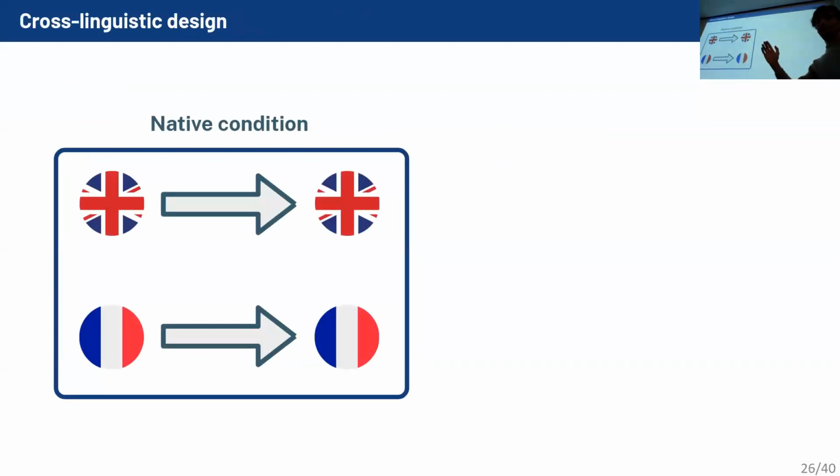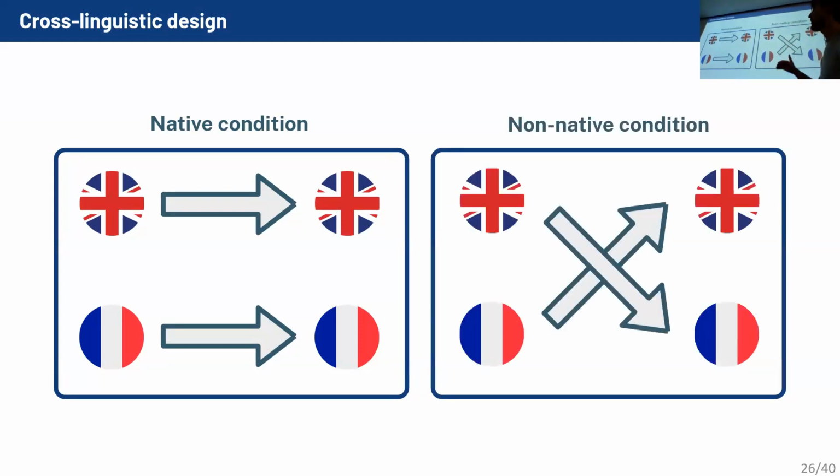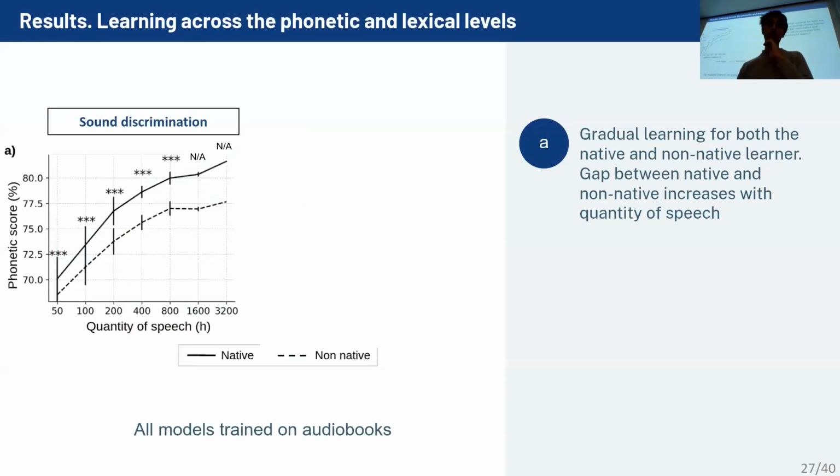All right, so following the methodology used in psycholinguistics, we follow a cross-linguistic design in which we train a model either on English or French, and we evaluate them on their native language, so English on English, French on French. This is our native condition. But we also evaluate them across languages, so the English model on French and vice versa, and this is our non-native condition. So the idea is to be able to measure what our model has learned due to exposure to its native language as compared to exposure to another language. But I think it's going to be a bit clearer with the results.